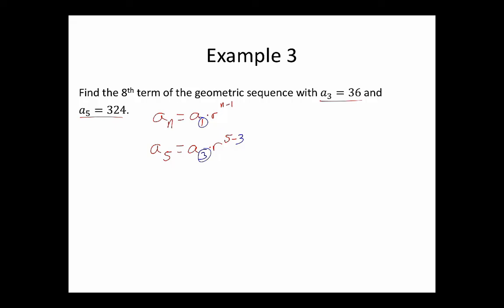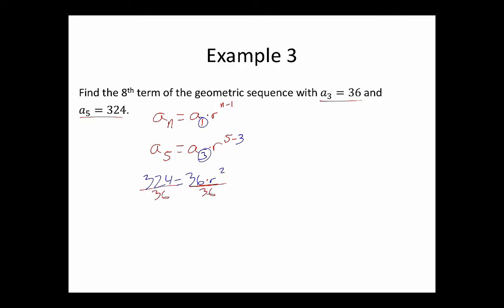Let's start plugging in those numbers. A sub 5 we know is 324, equals a sub 3, 36, times our ratio. Still don't know that. 5 minus 3 is to the second. Now we're trying to solve for r here. So we've got 36 times r squared. We've got to undo the order of operations, which means we've got to work from the bottom. Normally with order of operations, PEMDAS or GEMDAS, we do grouping, exponents, multiplication, division, addition, and subtraction in that order. We've got to work backwards. So we get rid of any addition and subtraction first, then any multiplication and division, then exponents, then groups. Well, we have 36 times r squared, so let's divide both sides by 36.